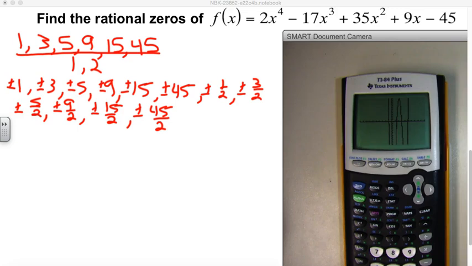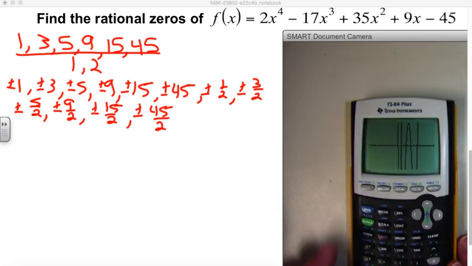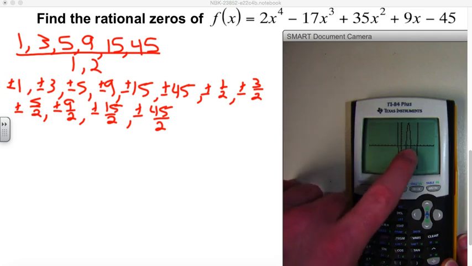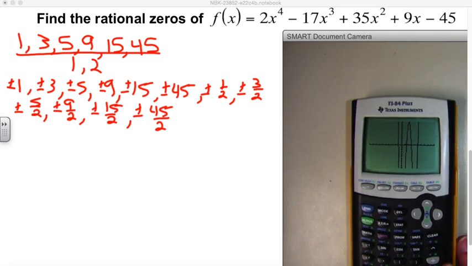All right, now when we graph on the calculator, we're looking to see which of those values it looks like the graph is actually crossing the x-axis at. And it looks like it's crossing around -1, and maybe over here at 3, and then maybe somewhere around 5. So we can try some of these to see if they will work. All right, so let's try -1 first. That looks like the most reasonable option. Okay, so we go ahead and do synthetic division.